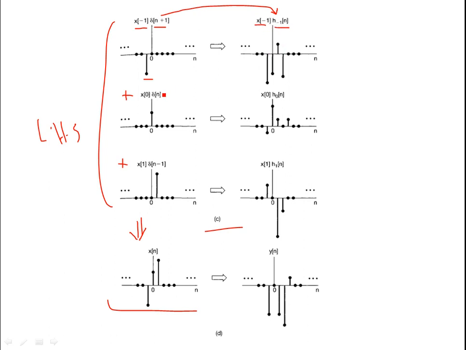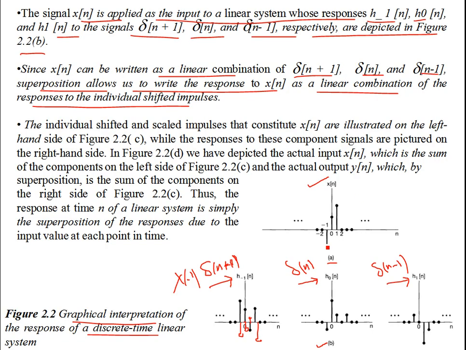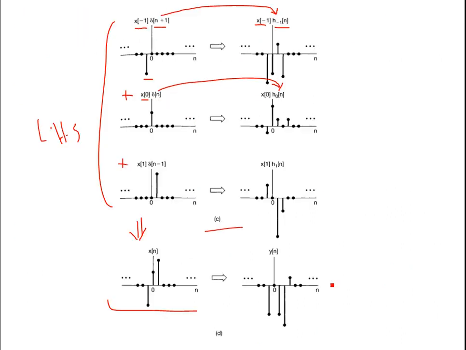Similarly for x0, this is my sample of x of n at n equal to 0. And the output to delta of n is precisely h naught of n. This is shown over here, right? And if this is unity, then there won't be any difference to h naught of n. You can see over here it's pretty much the same.